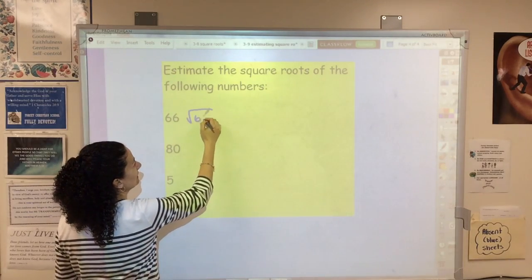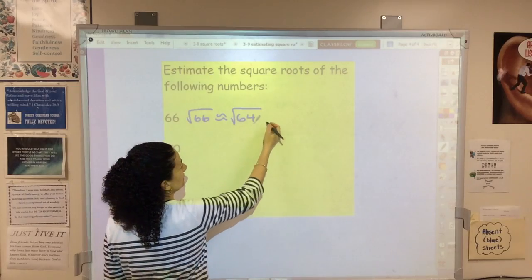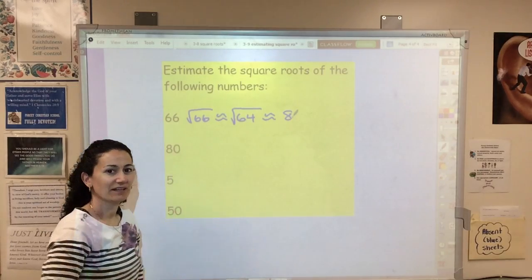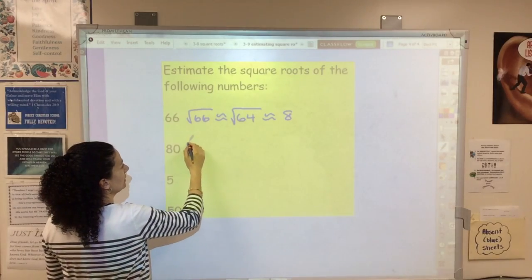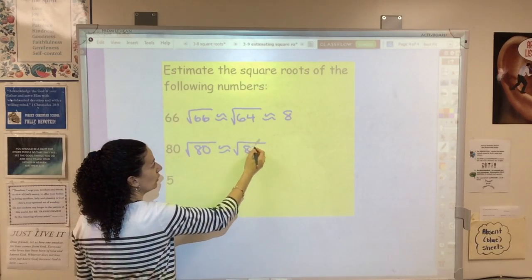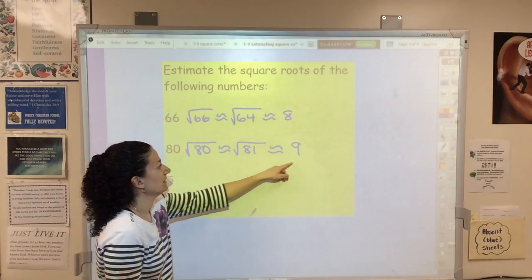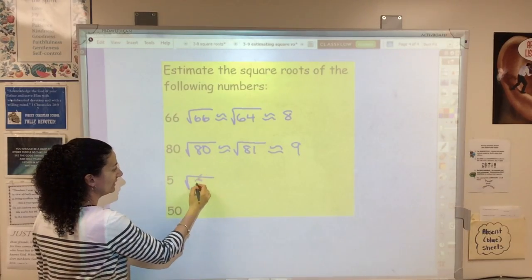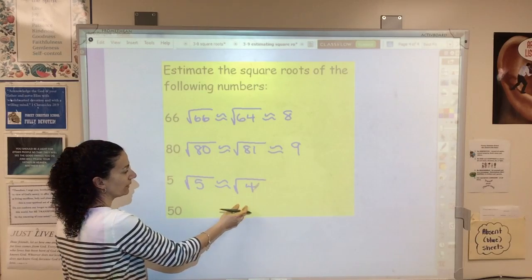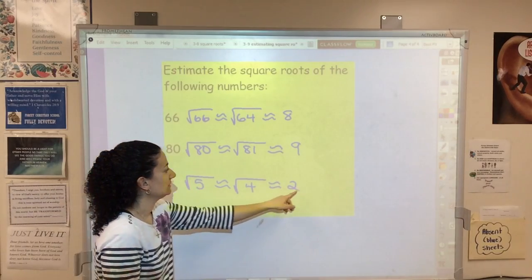Okay, so the square root of 66 is approximately, it's closest to the square root of 64, and the square root of 64 is 8. So the square root of 66 is approximately 8. Did you get that? All right, let's take a look at this one. The square root of 80 is very close to the square root of the perfect square, 81, and the square root of 81 is 9. So the approximate square root of 80 is 9. All right, square root of 5 is also approximately the square root of 4. 4 is a perfect square, and the square root of 4 is 2. So the approximate square root of 5 is 2.